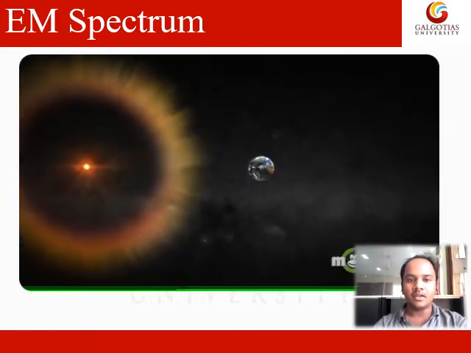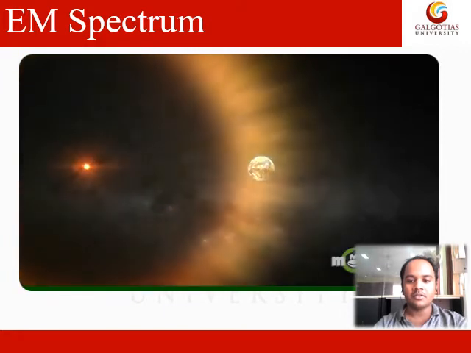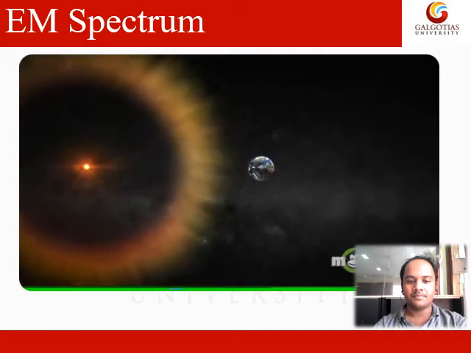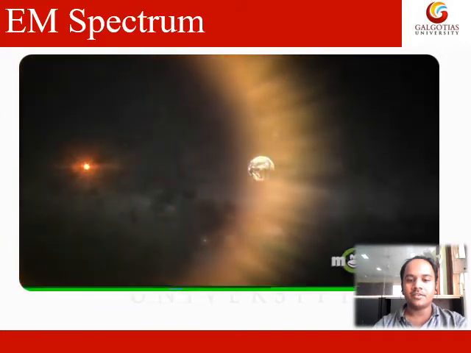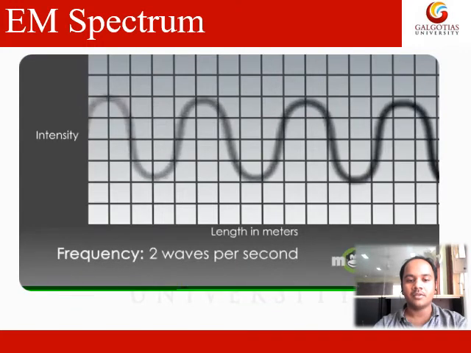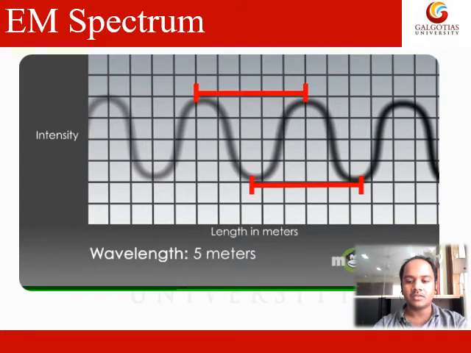Let's understand the electromagnetic spectrum using this simple video. Frequency is nothing but the number of waves crossing per unit of time, whereas wavelength is the distance between one crest to the other crest or one thrust to the other thrust.